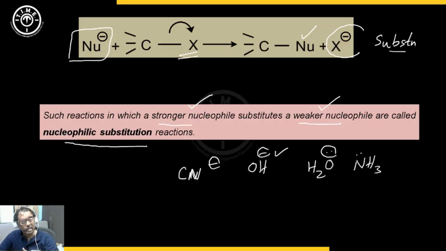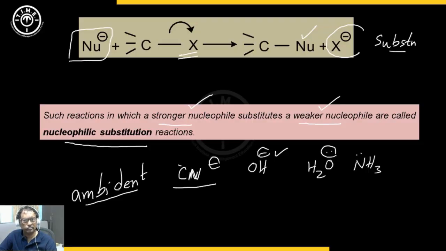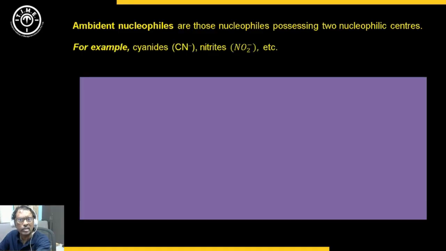Clear? There are some nucleophiles where the donating atom or the donor atom is different. Such nucleophiles are called ambident nucleophiles. Ambi means variable. So ambident nucleophiles are those where the donor atoms could be different. For example, CN minus can have a carbon attacking or a nitrogen attacking. Similarly in NO2 minus, you will find an oxygen attacking or a nitrogen attacking. Let us check that part. Now ambident nucleophiles will have two nucleophilic centers, right?